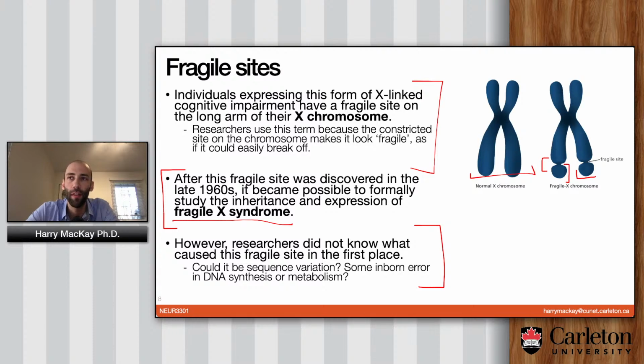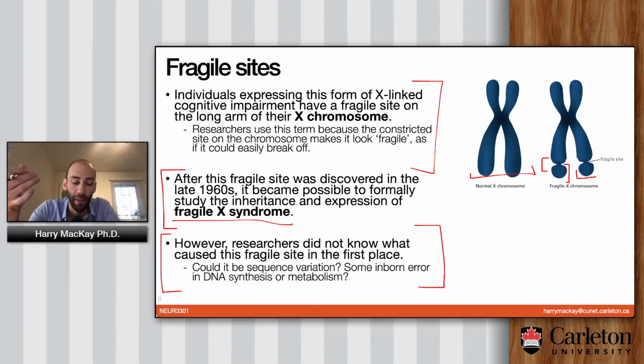That's it. And once you have an aspect of cytogenetics that's so thoroughly disturbed, you can kind of assume that would cause a lot of serious problems for the individual. But researchers didn't know what caused this fragile site in the first place. And if you're thinking about it from the point of view of the 1960s when it was discovered, a couple of ideas would come to mind.